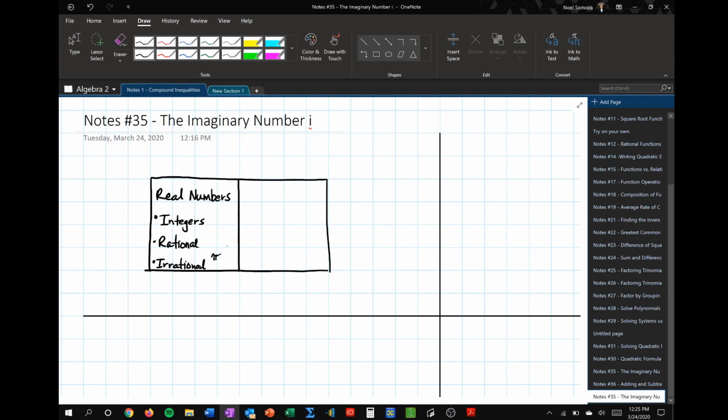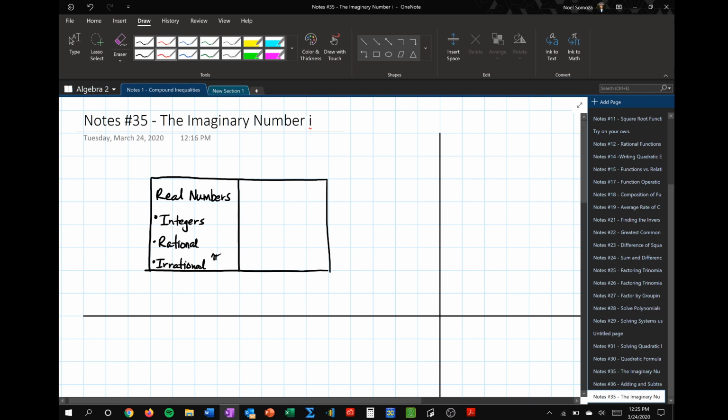So they become irrational. Basically, real numbers are any number that you can think of: a whole number, a decimal, or a fraction. And then there's this other category of numbers called the complex numbers.